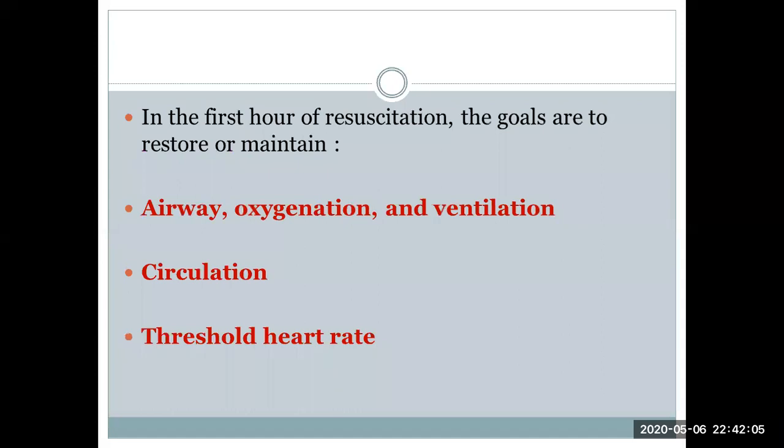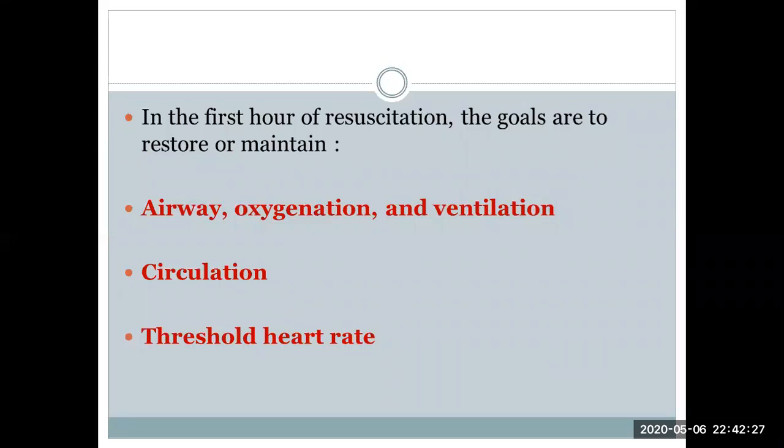In the first hour of resuscitation, the goals are to restore and maintain the airway, oxygenation and ventilation, circulation, and threshold heart rate. Basically ABCs. You have to have a secured airway. You have to secure the ABCs of pulse guidelines. This is basically what you need, and we'll go through each point of that.